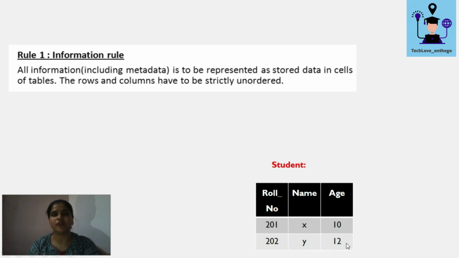So data should be in the form of rows and columns, and the place where the row and column intersect is known as a cell, and every cell will contain some value. And the ordering of these attributes and tuples will not affect anything.